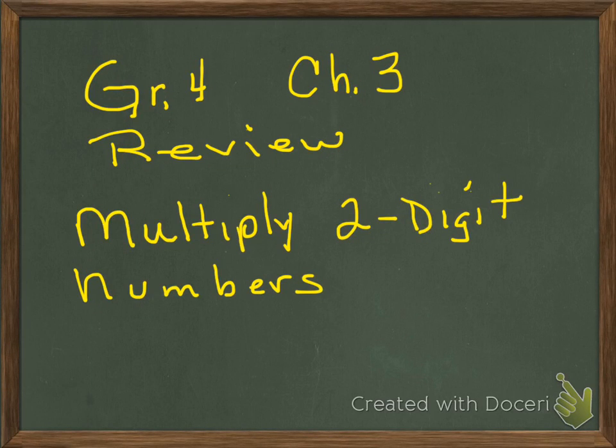All right, boys and girls, you've done a really nice job with Chapter 3, but we're going to get ready to do a review before we do the test. Grade 4, Chapter 3 review. In Chapter 3, we learned about multiplying two-digit numbers. So the first thing I want to do is review with you your vocabulary for this unit. Let's make sure we understand the words and how to use them and put them into our answers.